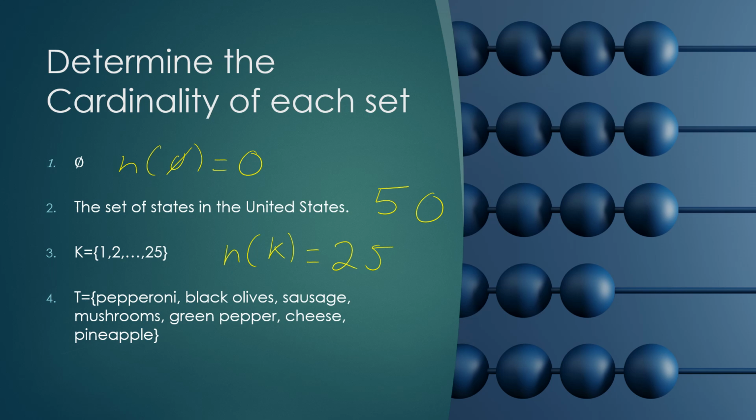What about T? The set T has the elements pepperoni, black olives, sausage, mushrooms, green pepper, cheese, and pineapple. So if I want to find the cardinality of T, I simply count the number of elements. The elements are the pizza toppings. 1, 2, 3, 4, 5, 6, 7. The cardinality of T is 7.